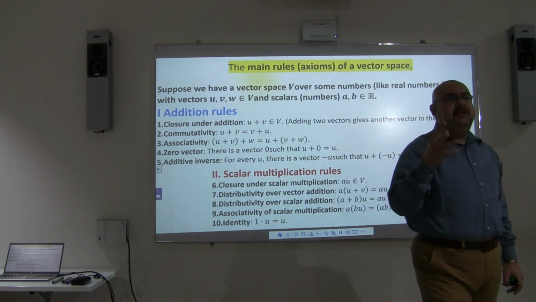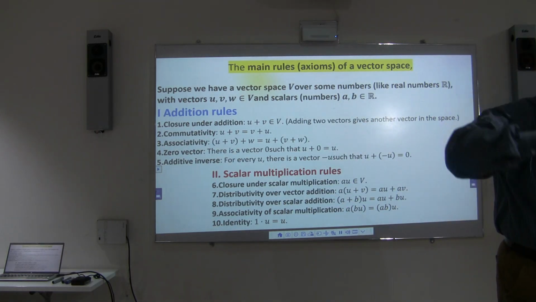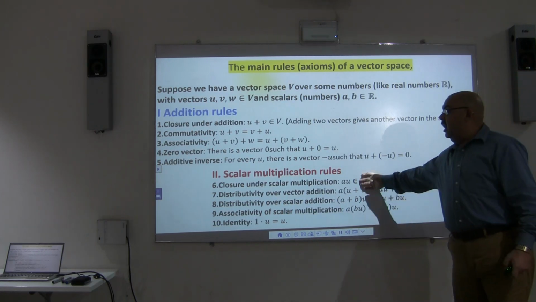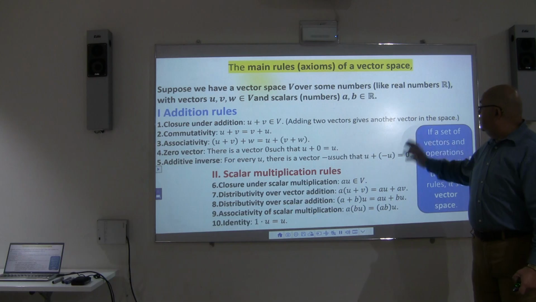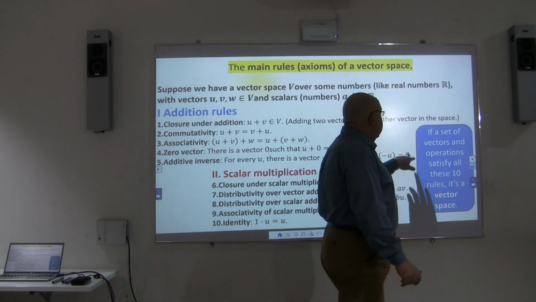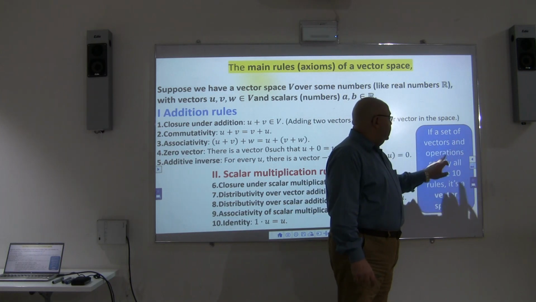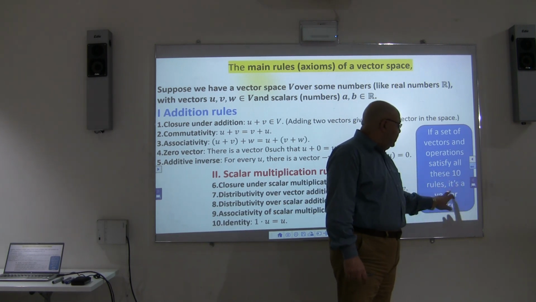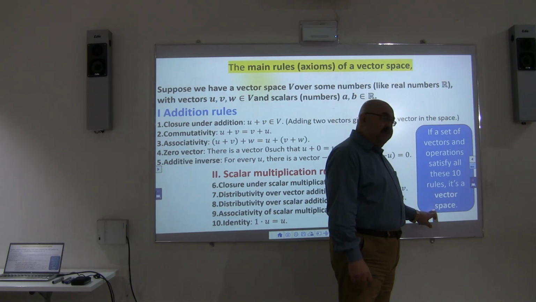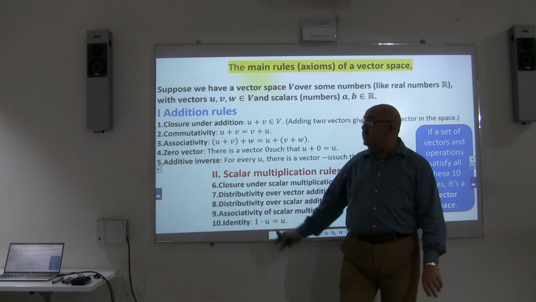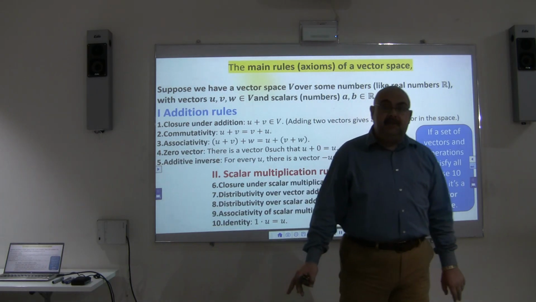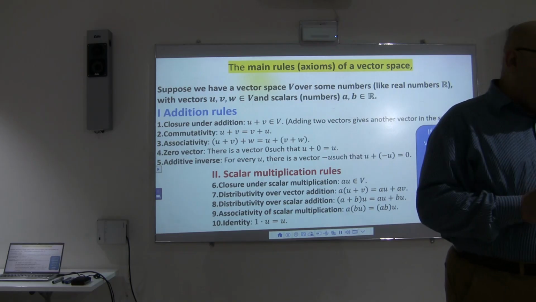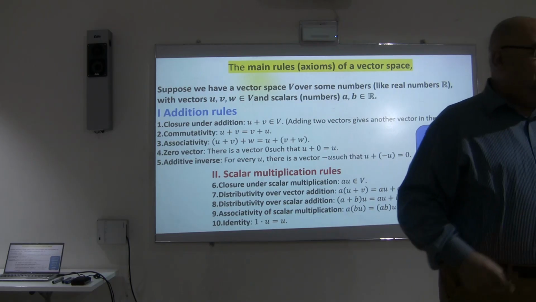Okay, scaling, which means multiplying any vector by a number, the result will be a vector belonging to this set, under those remaining other 5 conditions. Those are the 10 conditions. Remark: if a set of vectors and operations satisfy all of these 10 rules, it is a vector space. A failure in any of these 10 propositions means it's not a vector space. It's just a collection of vectors or collection of objects satisfying certain conditions.